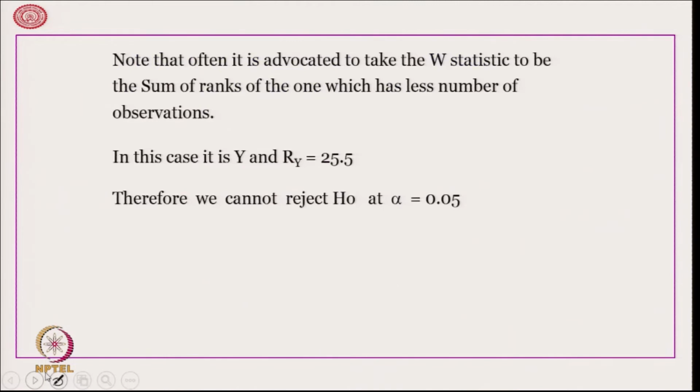Sometimes it is advocated that you take the W statistic to be the sum of ranks of the one out of x and y which has fewer observations. In our case, it was y because y has only 4 observations whereas x has 5, and we have seen that R y is equal to 25.5. Therefore, using y also we cannot reject the null hypothesis at 0.05.